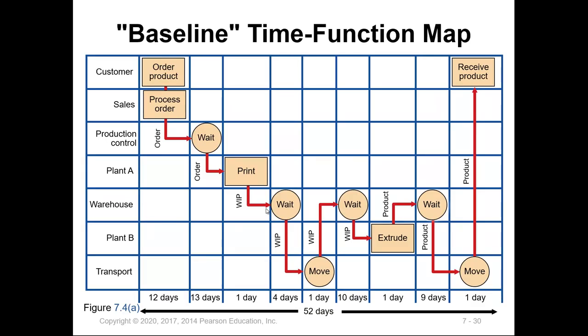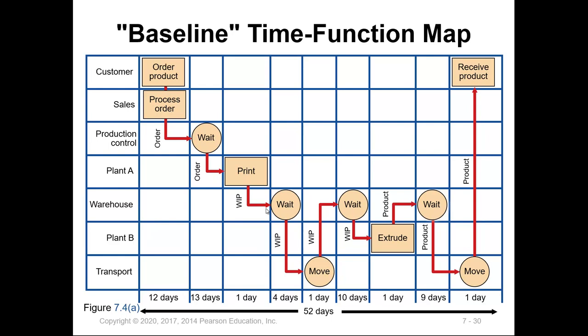This figure shows a time function mapping diagram that maps the process of ordering a product as a function of time. The customer will place the order and the salesperson will process that order, and that will take 12 days. It will wait for 13 days in production control to schedule the activities needed for production and find the resources required. Then it will be sent to plant A for printing, which will take only 1 day.